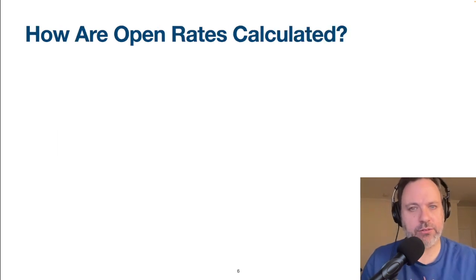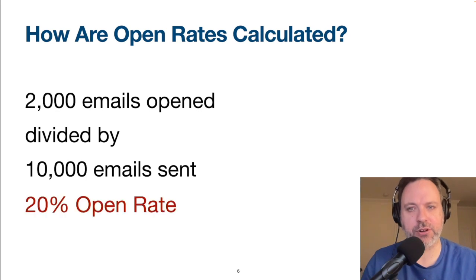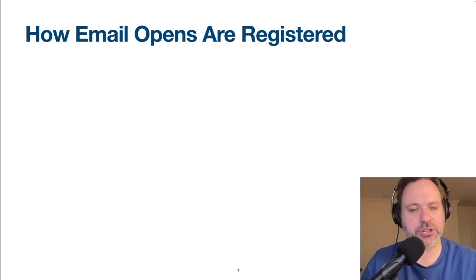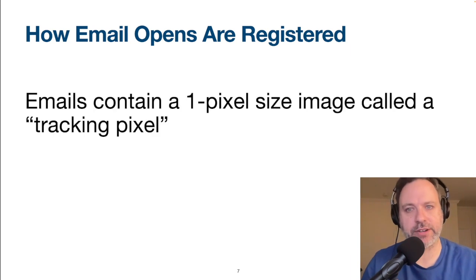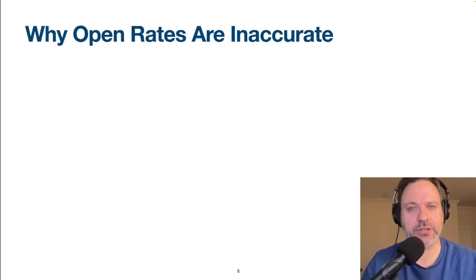So let's start with how open rates are calculated. And again, I simplified some of the math here. So if you send 10,000 emails and 2,000 emails are opened, you get a 20% open rate. Pretty straightforward. Now let's talk about how email opens are actually registered. So emails contain a 1 pixel sized image called a tracking pixel. It's basically a tiny little picture inside the email. And when a pixel is downloaded from a server, an open is registered.